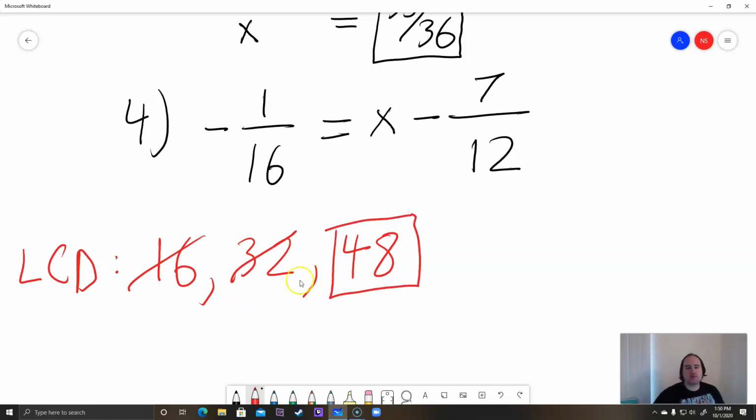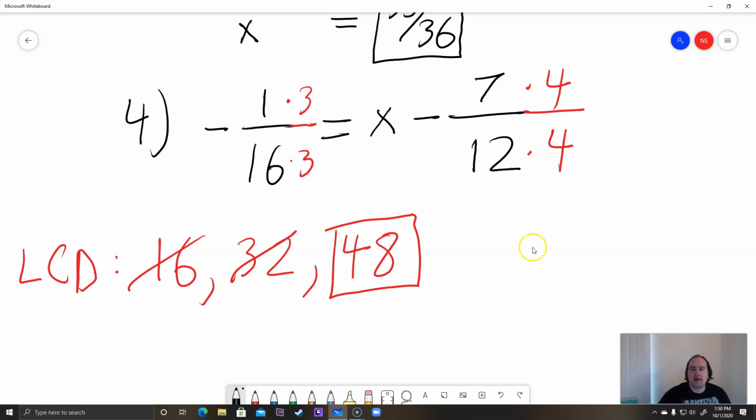Okay, and then we need to multiply each of these fractions on the top and the bottom by what we're missing. Okay, so for the negative 1/16, we know that 16 times 3 is 48, so here we're missing a 3. So we're going to multiply this fraction on the left side by 3 on the top and the bottom. And then on the right side, we know that 12 times 4 is 48. So we're going to multiply the fraction on the right side by 4 on the top and the bottom.